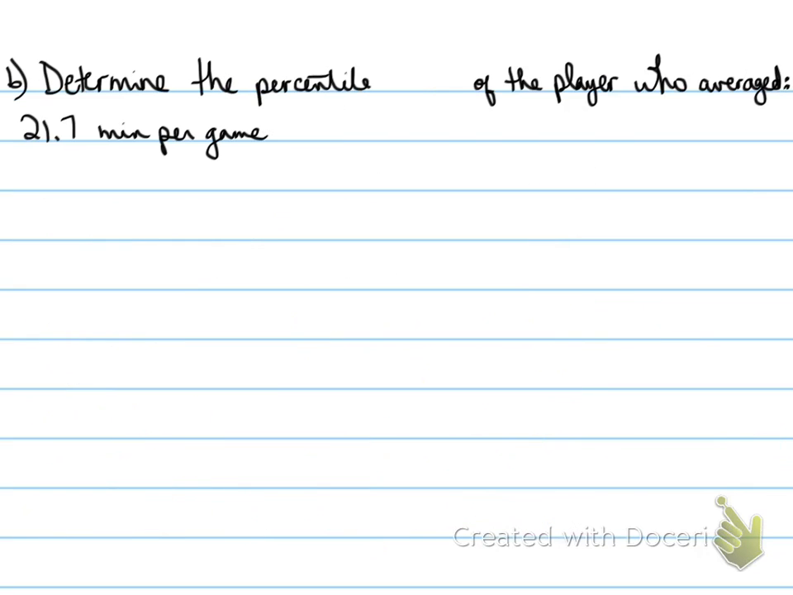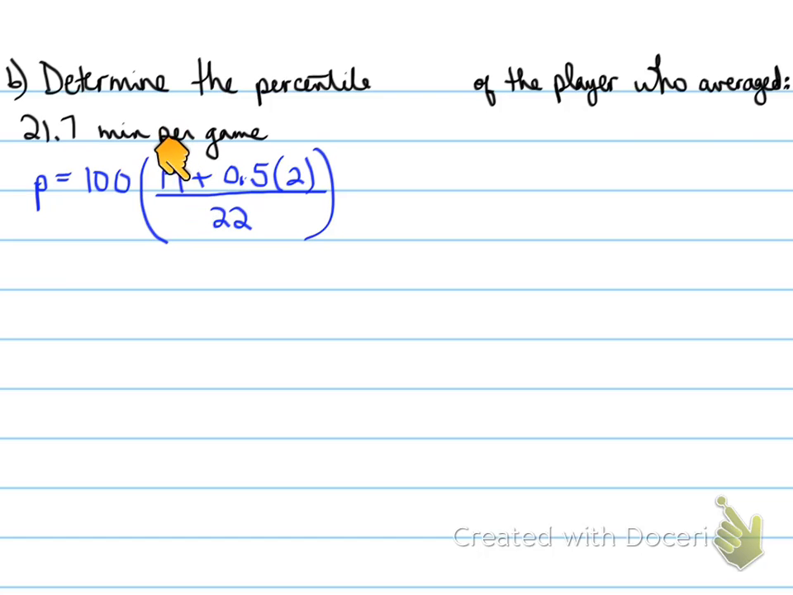So when we go back to that part in the question, what we need to do is add 0.5 times E. E is how many players had equal value. So there were two players that received an equal value of 21.7, divided by 22. 22 is the total number of players. So 17 players were below, and there were 2 players that had an equal value, and then we divide by 22.